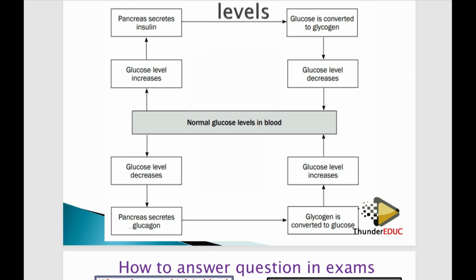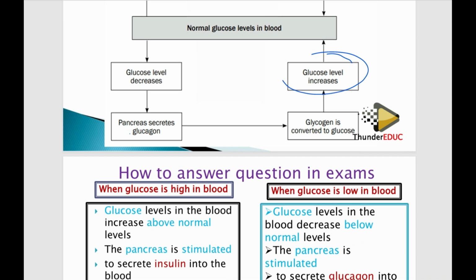Glucose level decreases, the pancreas secretes glucagon, then glucagon stimulates the conversion of glycogen to glucose, and then the level of glucose increases and goes back to normal. That's it.